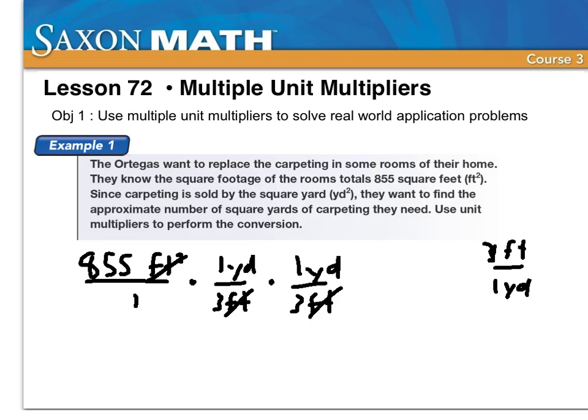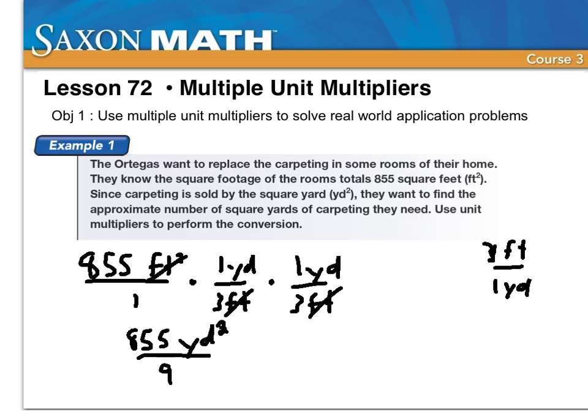So I'm going to multiply all the numbers on top: 855 times 1 times 1, and that is 855. And if I take yards times yards for my label, that's yards squared, and that's exactly what I wanted up here. It said I wanted yards squared. So again, that comes from yards times yards, yards squared. Over, and then I've got 1 times 3 times 3. Well, 3 times 3 is 9.